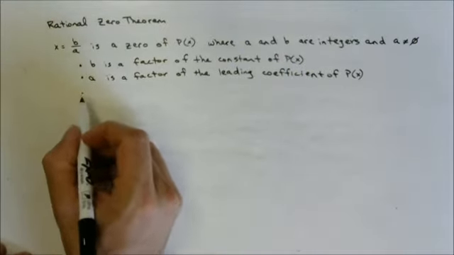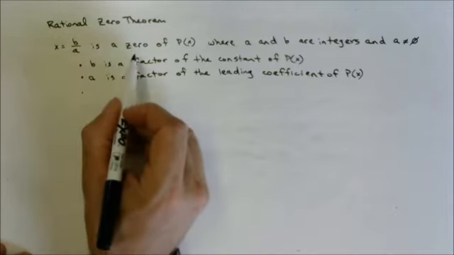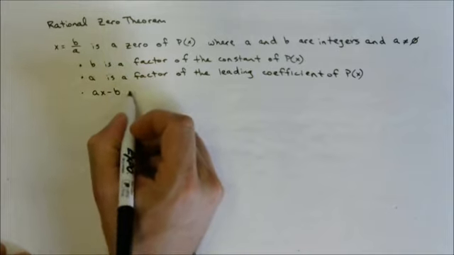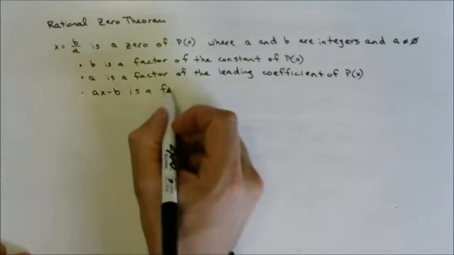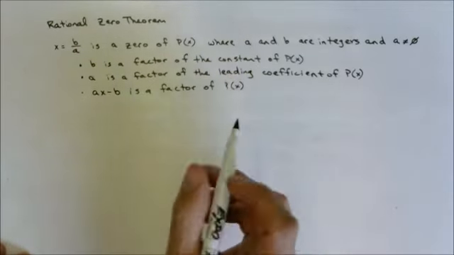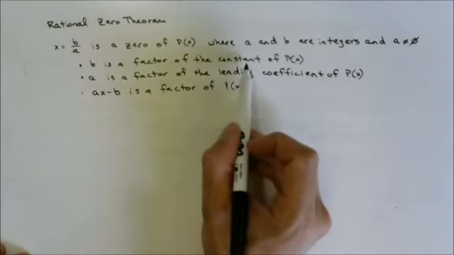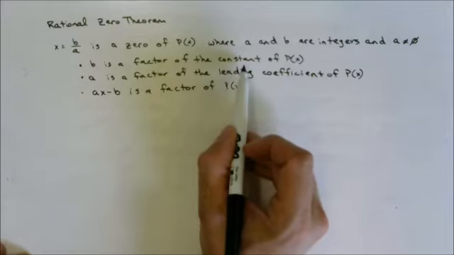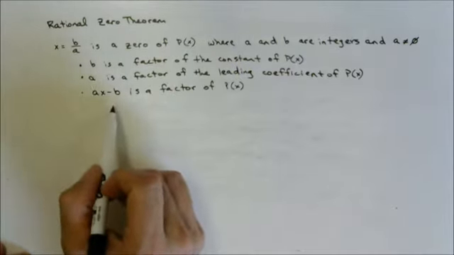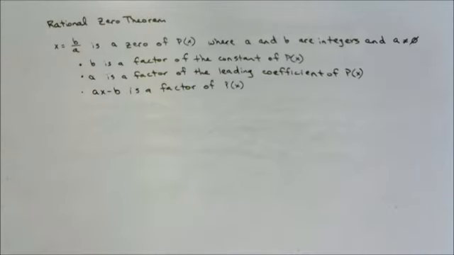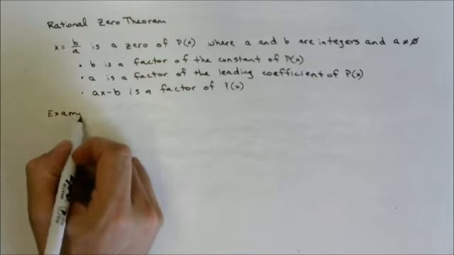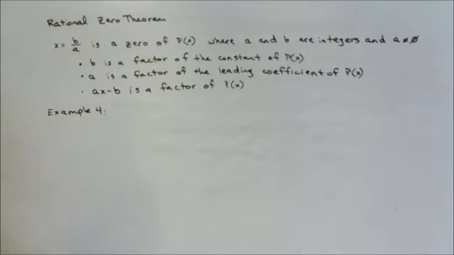And what's your last little thing that we need to know? If b over a is a 0, then ax minus b is a factor of p of x. So if you get the right factor of the constant for b, and the right factor of the leading coefficient for a, then you know ax minus b is a factor. Okay, we're going to quickly look at example 4 to apply this. Thanks for sticking with me here.